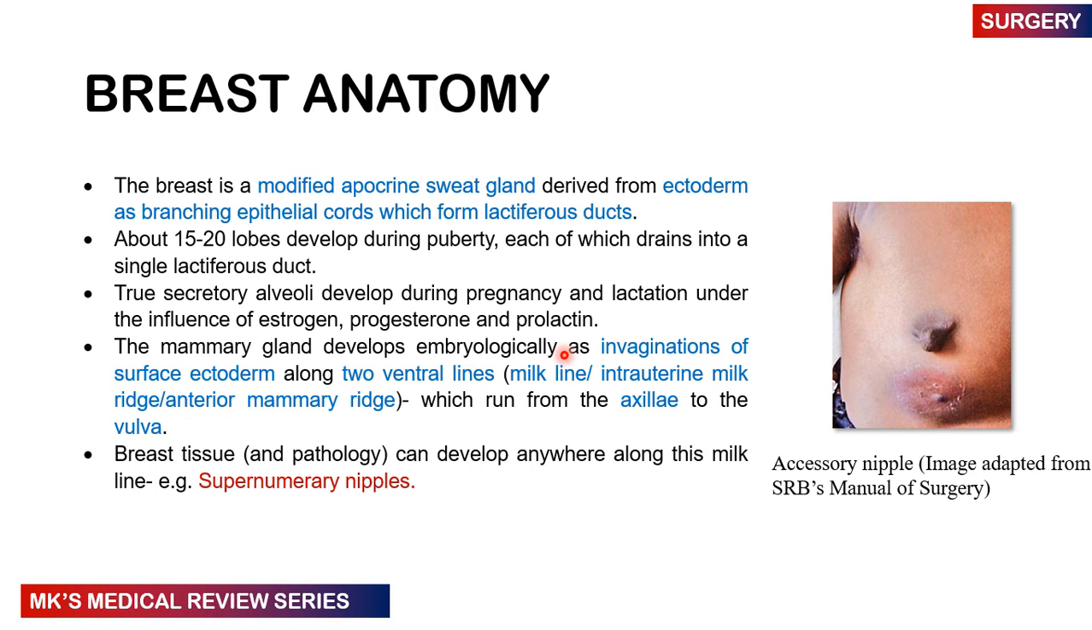And remember that the mammary gland can actually develop embryologically as an invagination of the ectodermal tissue along what we refer to as the milk line, or you can refer to it as the intrauterine milk ridge or the anterior mammary ridge. So this is just a line that's running from the axilla to the vulva. If you've noticed, animals like dogs have multiple nipples and multiple breasts along the same milk line, and sometimes in individuals like humans, you may also have extra nipples developing elsewhere. So we call these supernumerary nipples or accessory nipples.